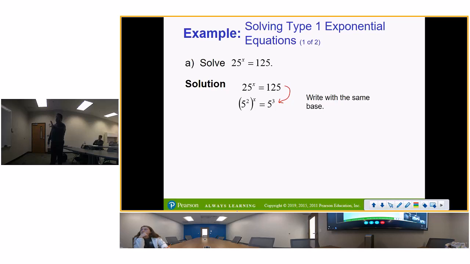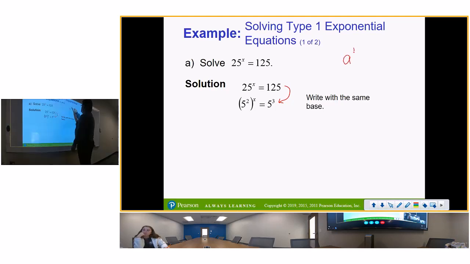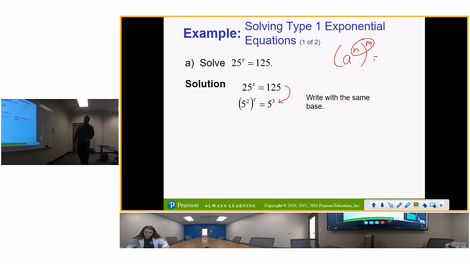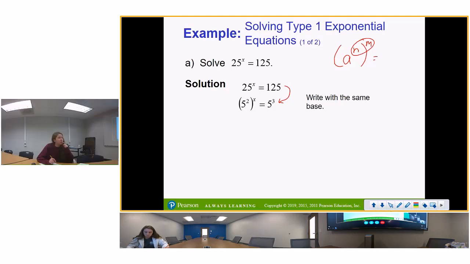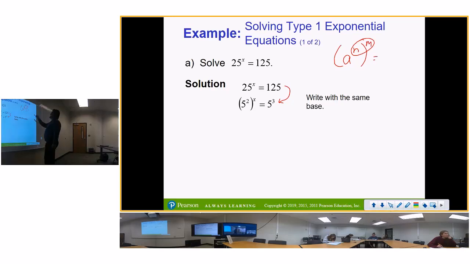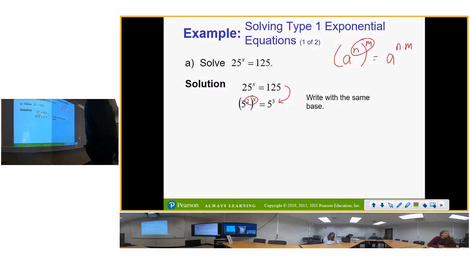Now, what does the power rule of exponents say? If I have a power raised to a power, what can I do with these two powers right here? Multiply them times each other. So that's going to be a to the n times m. So what can I do with these two right here? Multiply them. So that would be 5 to the 2x, right? And that's what they do.